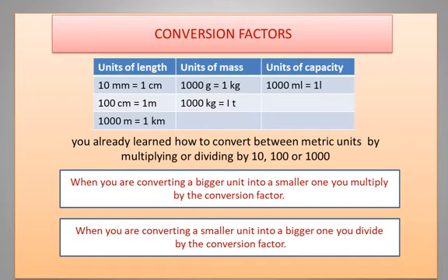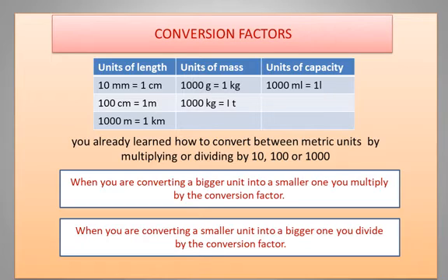The metric system is based on 10. That means when we are converting from one unit to another, you have to multiply or divide by 10, 100, or 1000. This we already learned. When you are converting a bigger unit into a smaller unit, we multiply by the conversion factor. When you are converting a smaller unit into a bigger unit, you divide by the conversion factor.